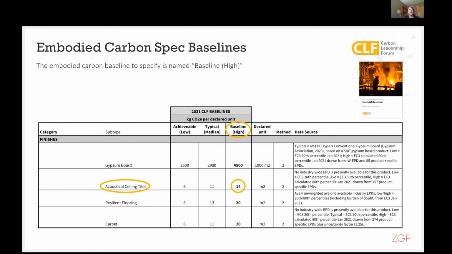And I just want to make a few more plugs about the power of EC3 before I hand off my time. The Carbon Leadership Forum has created these baselines for the industry by material types. These are fantastic because what it allows you to do is to understand what is good. So in this example, I'm pulling out from the 2021 baselines that just came out a month or two ago and looking at acoustical ceiling tiles. So I know that 14 kilograms CO2 equivalent per meter squared is good in that.